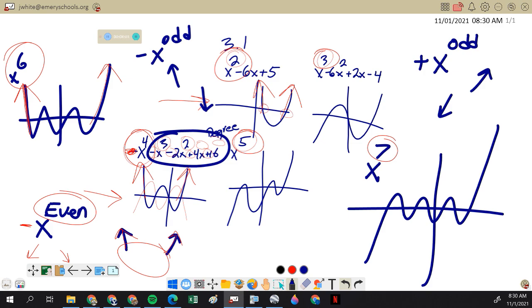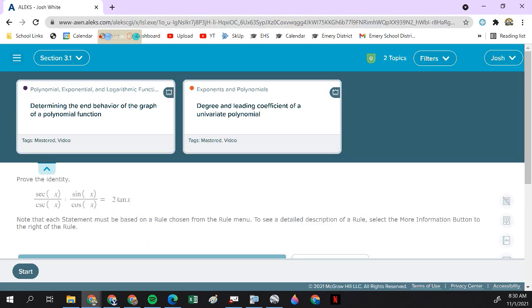Right? So this graph up to the right would be going up, and this graph would be going down. So if your leading coefficient is odd, then your ends are going to be in opposite directions, and positive will go up to the right, and negative will go down to the right. Okay. Let's bring that over, and I'll work a couple problems.